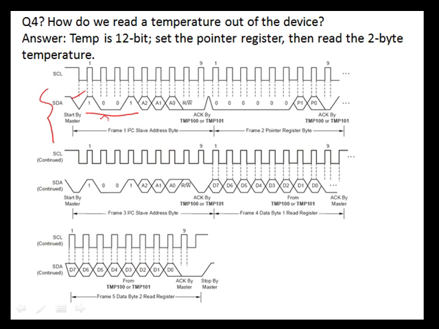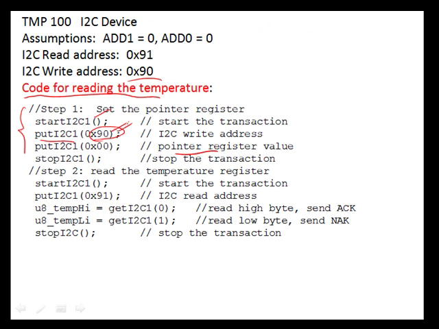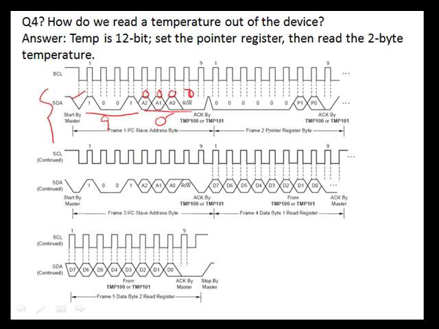These 4 bits are a 9. This is 0, 0, 0, 0, which means the last hex digit here is a 0, so this byte is going to be a 90. Now we need to write the pointer register value, which is going to be the next byte that goes out. So this is the pointer register byte. These 2 bits being 0 points the pointer register at the temperature register.